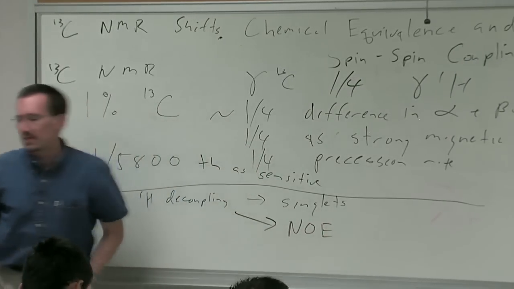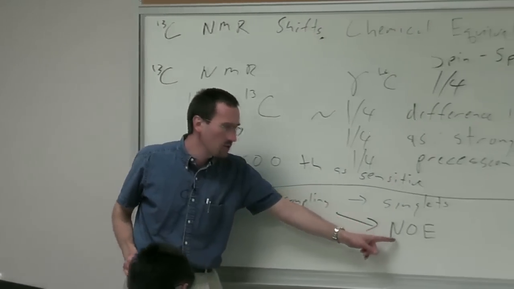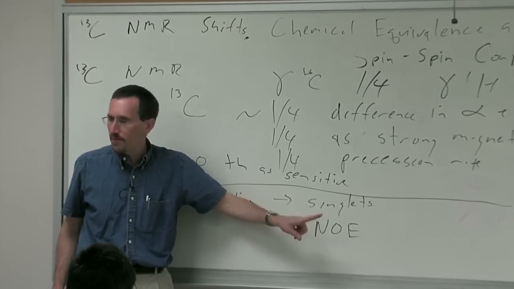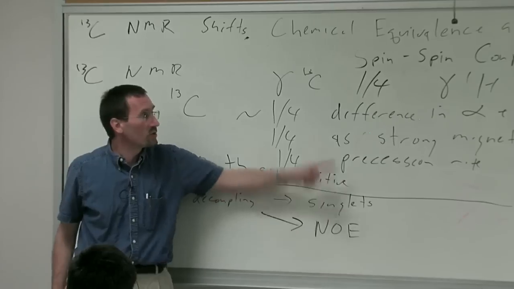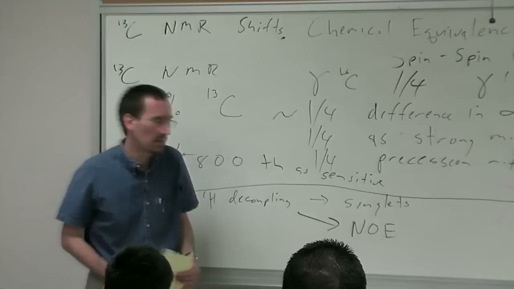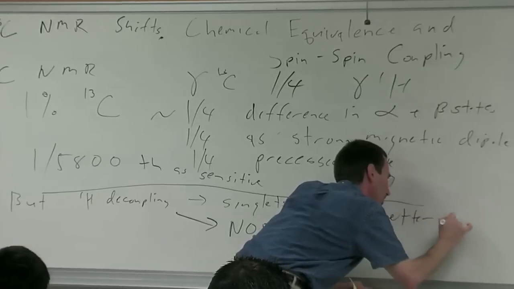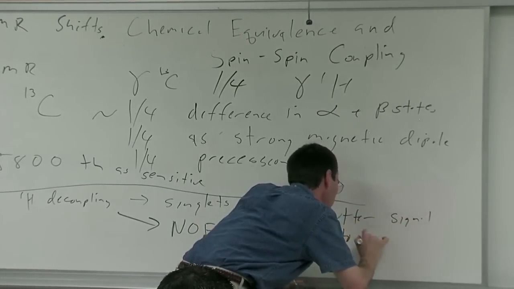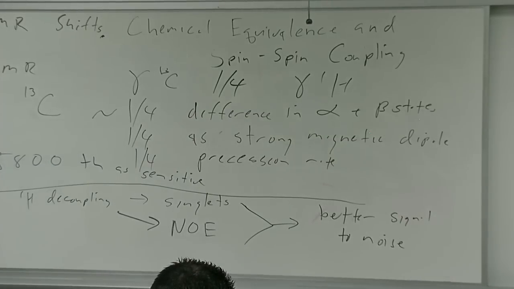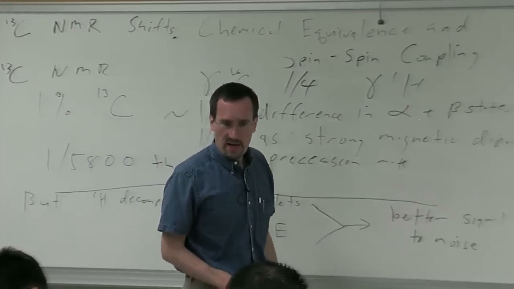And we'll talk more about this as a technique. But the basic principle of the nuclear Overhauser effect is that by perturbing the alpha and beta states of the protons, you end up enhancing the difference in Boltzmann population between the alpha and beta states of the carbon. So that, too, gives you a bigger signal. So all of this leads to a better signal than you would otherwise get in a proton non-decoupled carbon. All right, anyway, suffice it to say, nowadays it's easy to collect a carbon NMR spectrum.